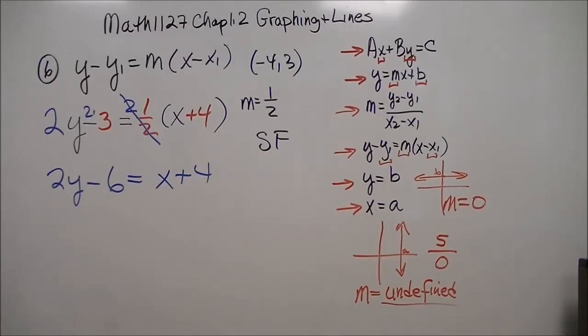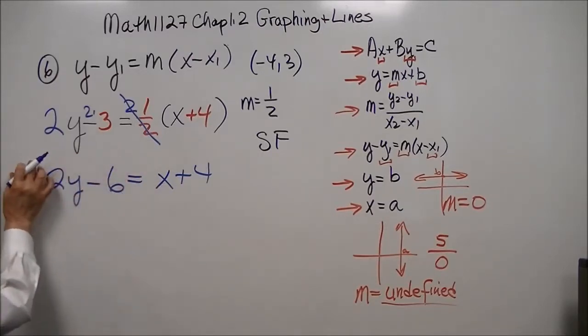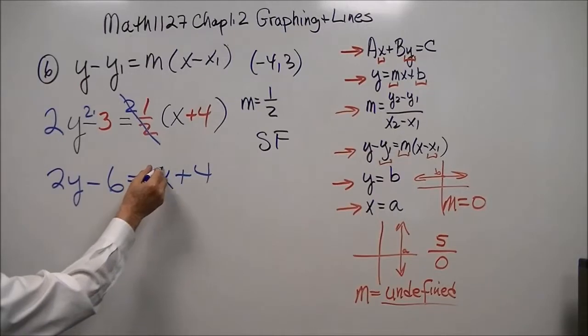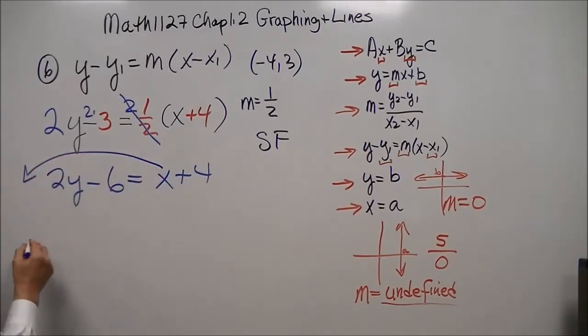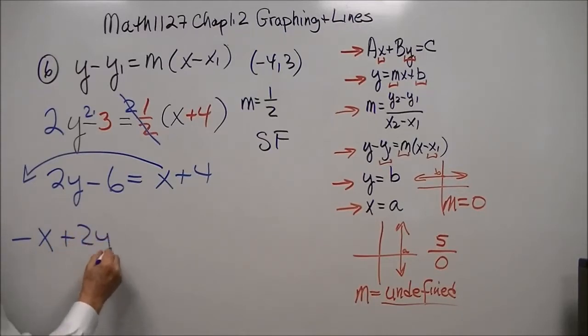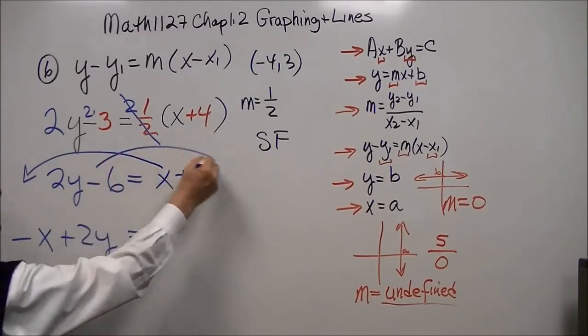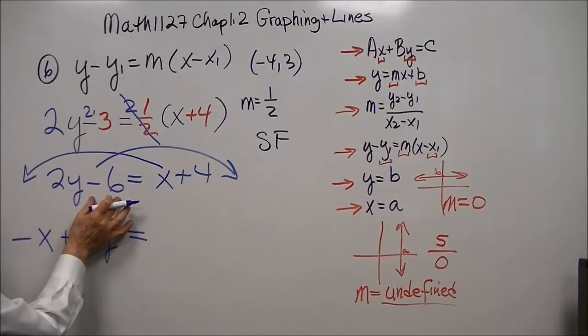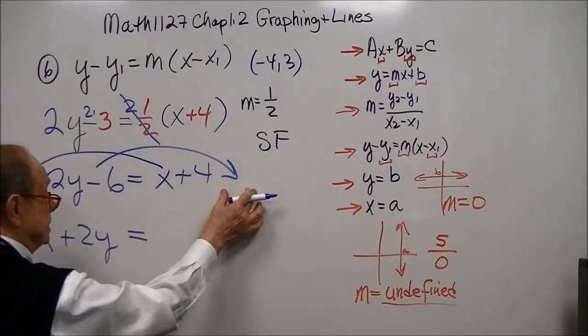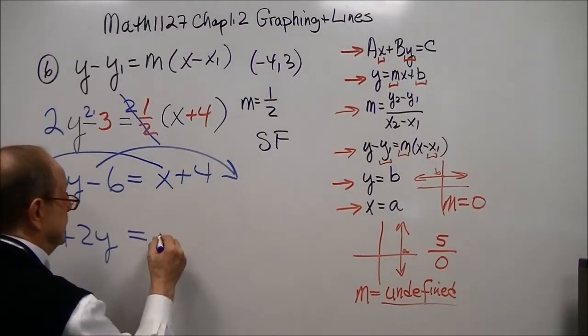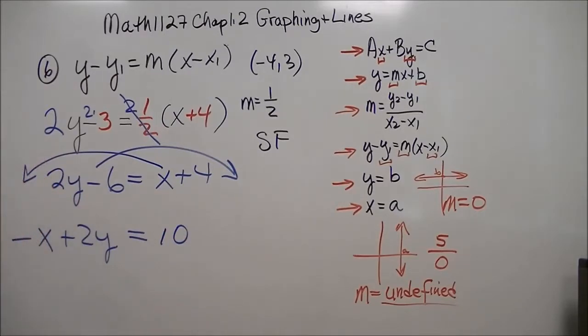Now in standard form, the x term is on this side. So I have to transpose it. On this side it becomes a -x plus 2y. I'm going to transpose that. A -6 on this side becomes a +6. Add it to the 4 and I get 10.